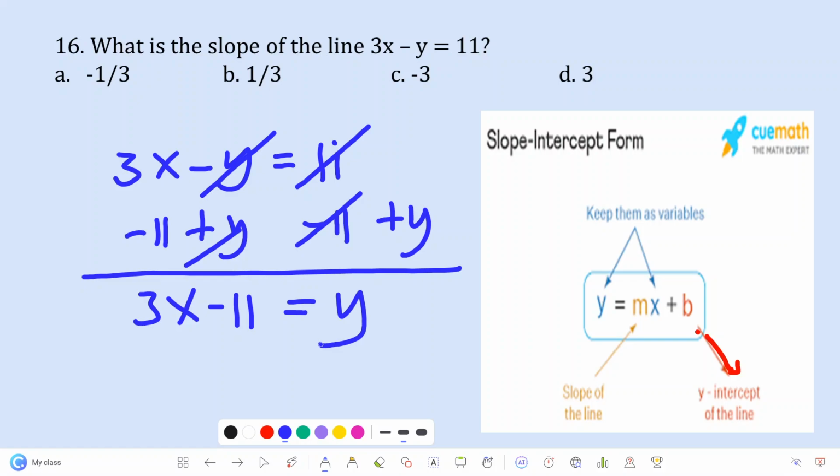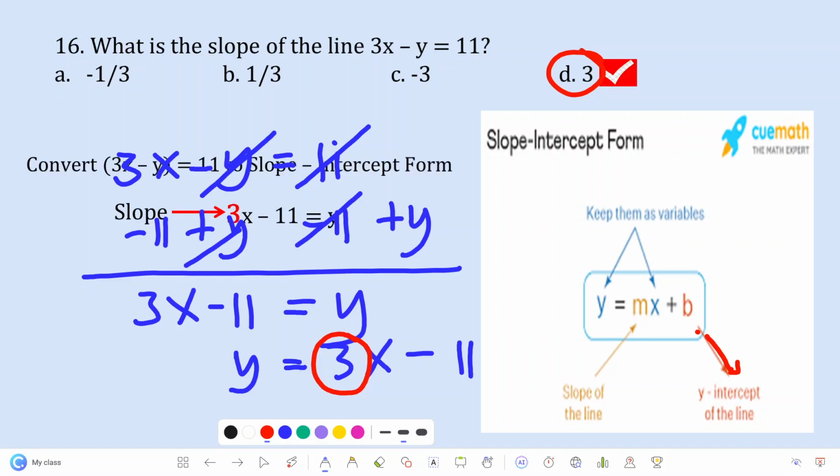Ngayon, halos pareho na po or i-rewrite nyo na kung gusto nyo pa. So balik lang, y is equal to 3x minus 11. So voila, you have it in the standard form of the slope-intercept form. Okay, so dito, ang m is the numerical coefficient of x. So dito, ang slope ng ating linya ay ang numerical coefficient din ng x, which is 3. The correct answer for this question is letter D. Okay? Napakadali. So next, we have item number 17.